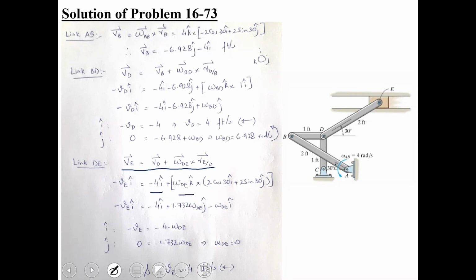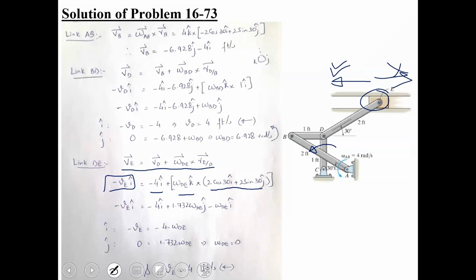Similarly, in omega cross R, we judged omega D to be counterclockwise, and R is 2 cos 30 i plus 2 sin 30 j. As far as the velocity of point E is concerned, since the slider is constrained to move along the horizontal axis, it should have velocity along the horizontal axis. Positive or negative we can judge: since CD is moving in a counterclockwise direction, there is no way this piston E moves to the right. Piston E should always be moving towards the left.